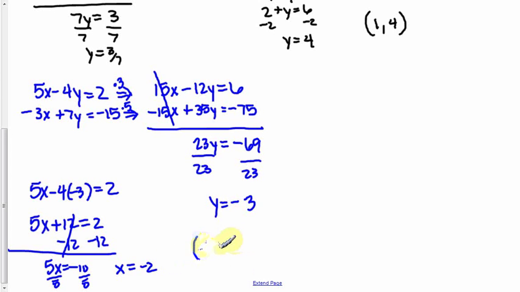So this ordered pair solution, make sure you put the x first and the y second. Students miss that a lot. They'll put the y first and the x second, so don't do that. Any questions? Okay.